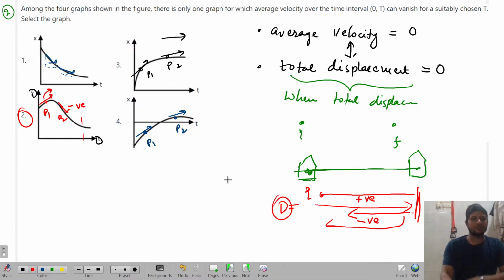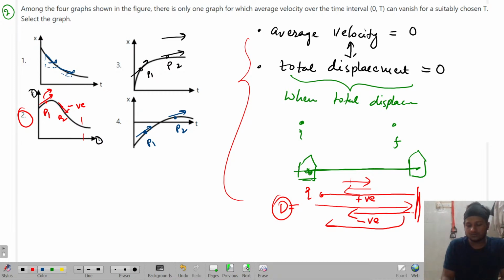Again I'm saying, for average velocity to be 0, your displacement should be 0. That means the total displacement is going to be 0. First, the velocity should be in the positive direction, then the velocity should be in the opposite direction. Both velocities will cancel each other, and then the displacement will become 0. Average velocity will become 0. So these are three concepts which can be utilized to solve this kind of problem. So this was your JEE Mains 2019 question.